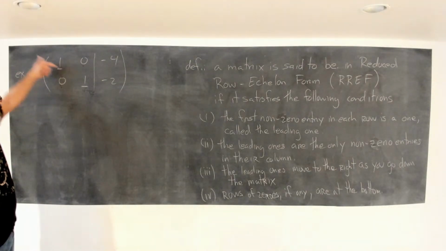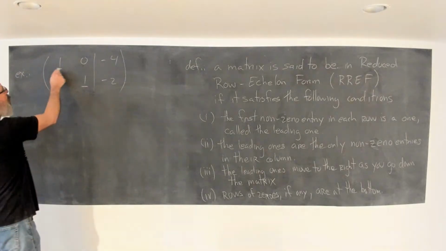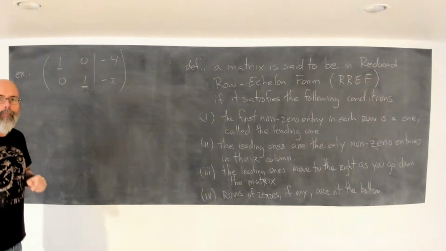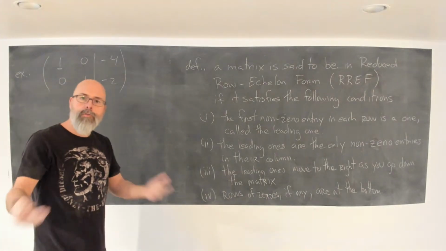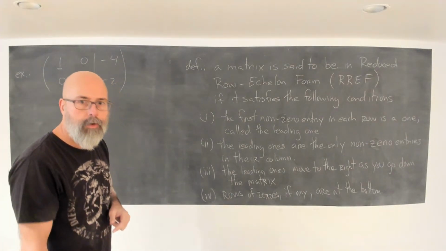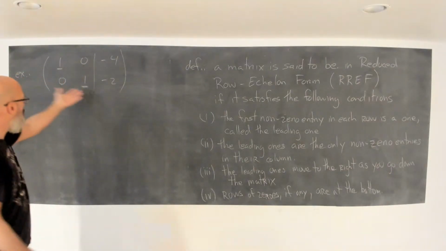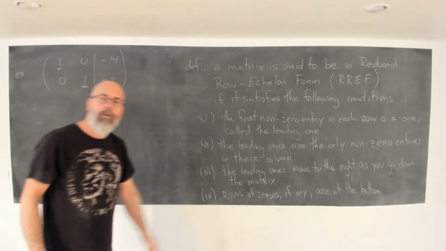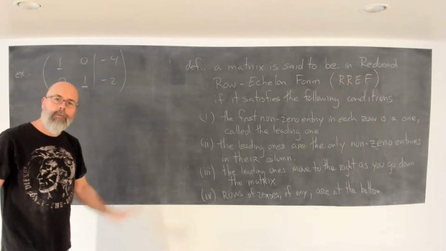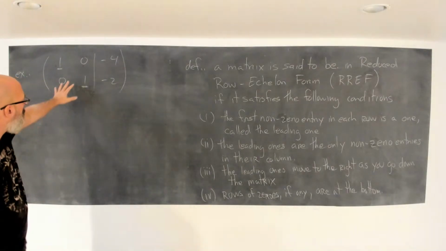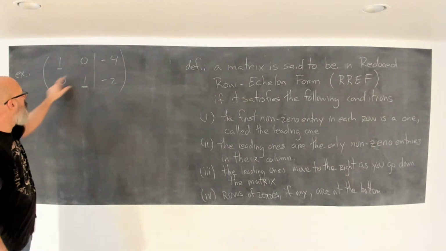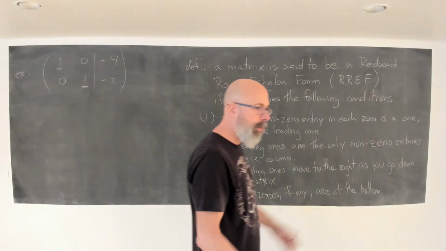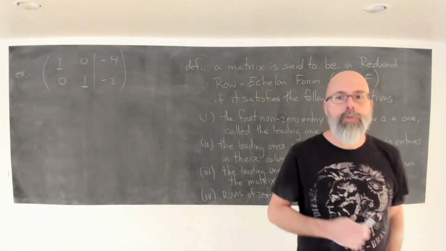As you go down the matrix, the leading 1s move to the right. This is to the right of that one. Rows of zeros, if any, are at the bottom. Well, you don't have any rows of zeros here, so this fourth condition is superfluous. There it is. This is in reduced row echelon form. The 1, 0, 0, 1, as you would imagine, because that was our goal originally, is reduced row echelon form.